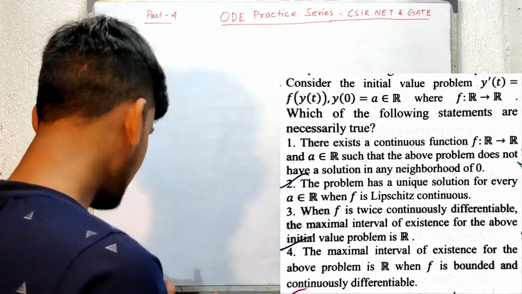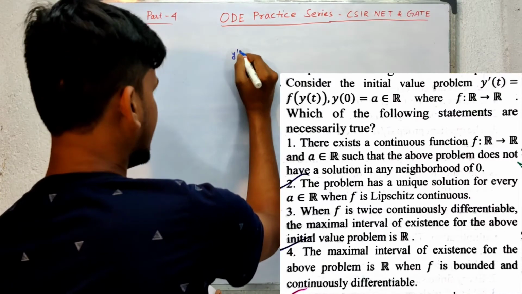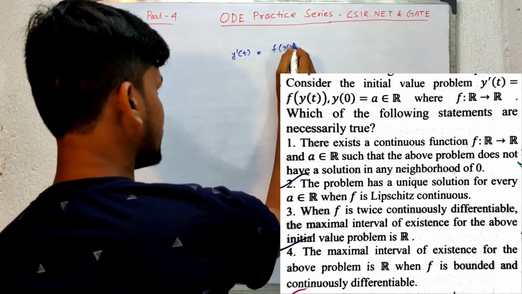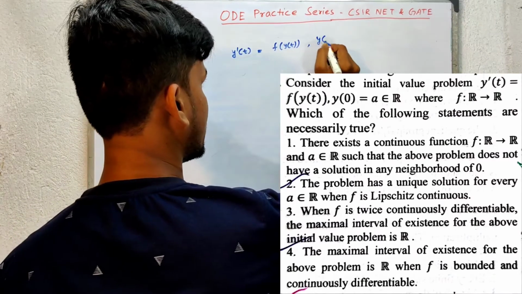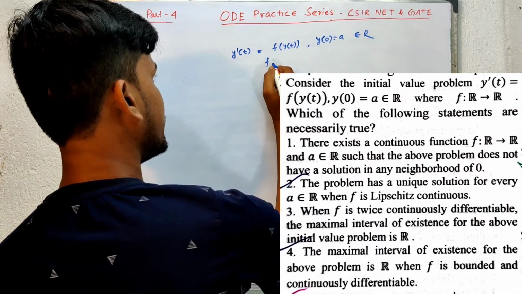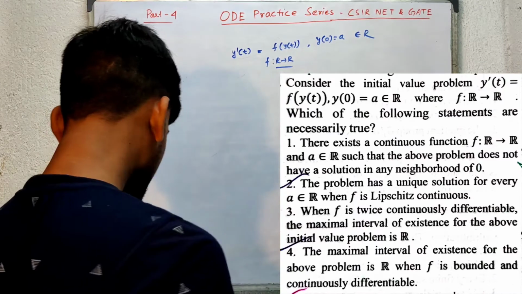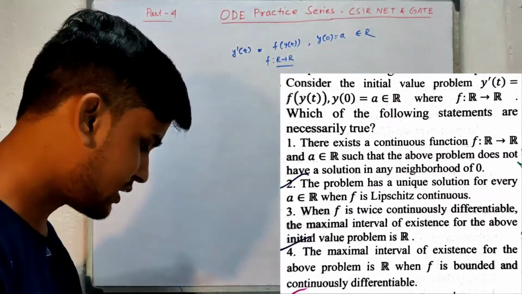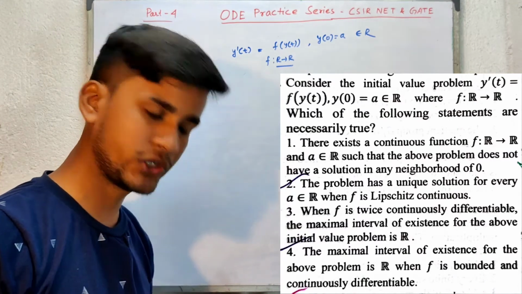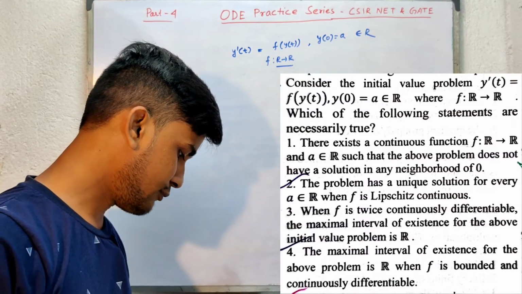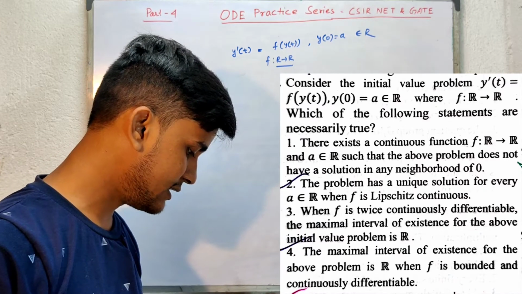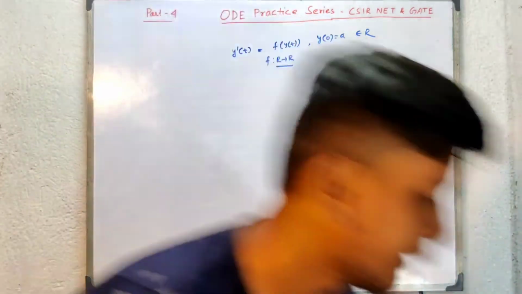The next question is from Picard's theorem. Consider the initial value problem y'(t) = f(y(t)), where y(0) = a belongs to R, f from R to R given. The first option says that there exist a continuous function f and a in R such that the above problem does not have a solution in any neighborhood of 0. Option 2 says that the problem has a unique solution for every a in R when f is Lipschitz continuous.